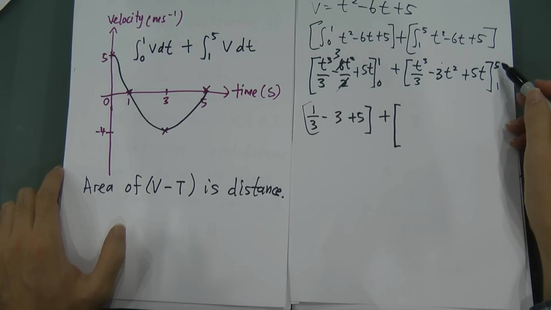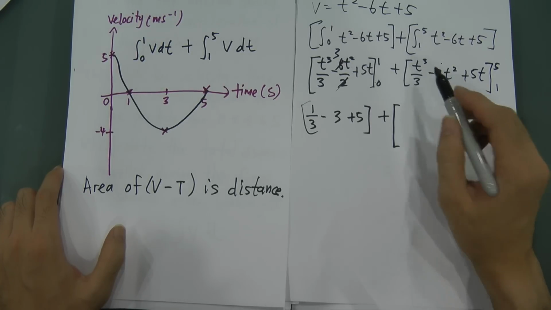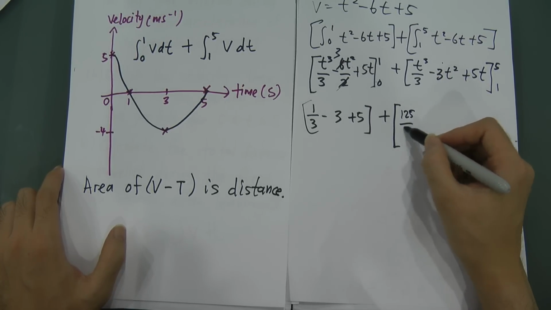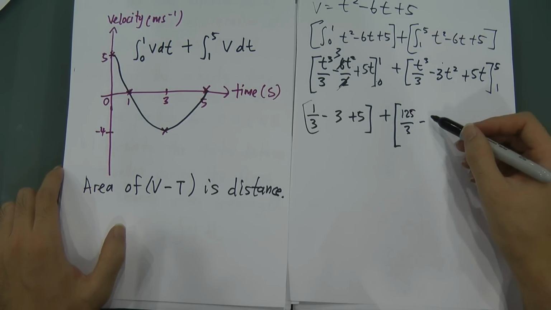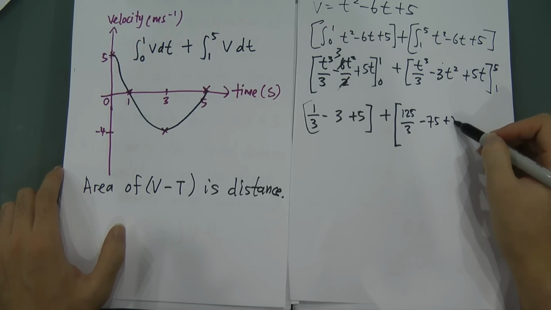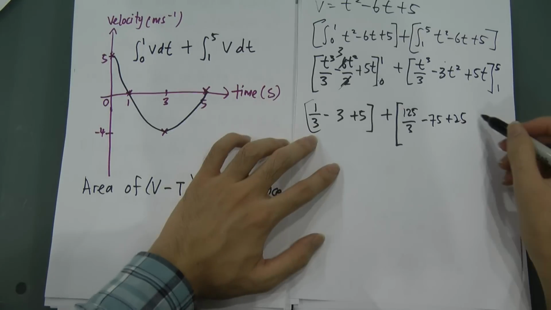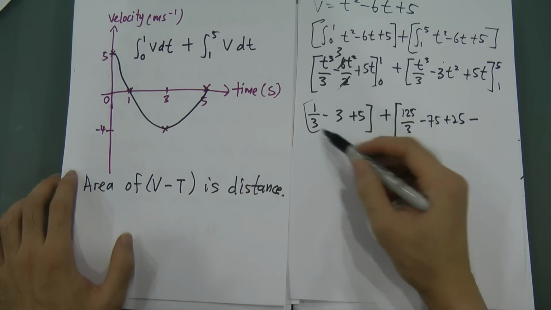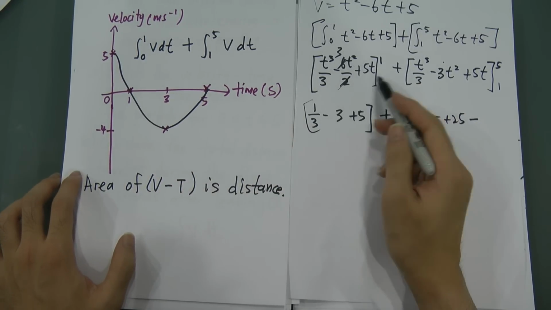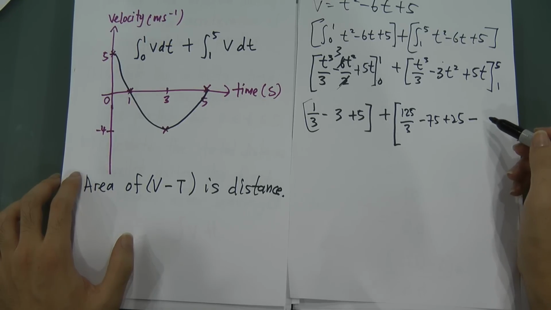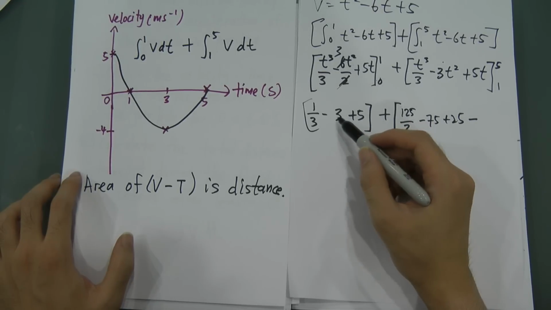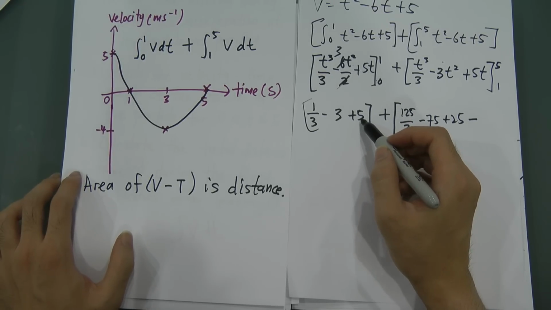Okay, so this one I substitute 5 into all the t here. I will get 125 divided by 3 minus 5 squared 25. 25 multiplied by 3 is 75 plus 5 25. And then we minus this one because when you substitute 1 into it, we will get the same answer. So therefore, this one negative 3 plus 5 we get 2.